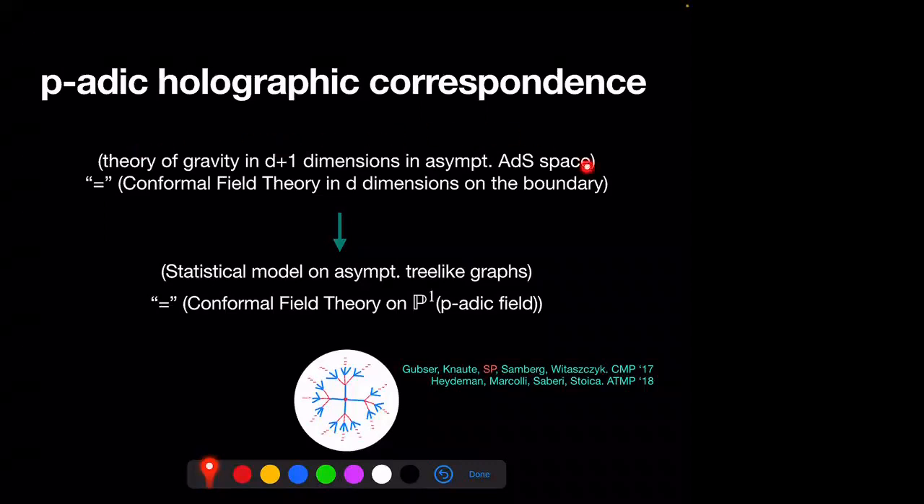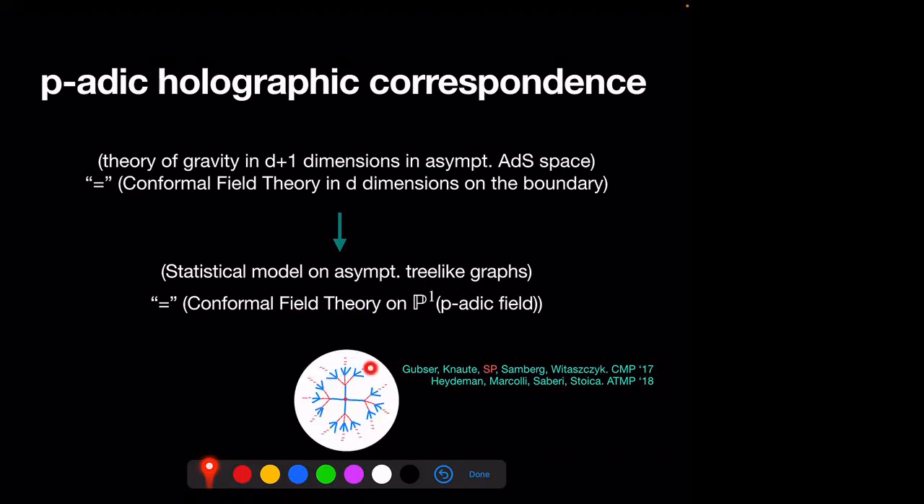So the original holographic correspondence, which I've written here, takes this form. The gravitational theory in d+1 dimensional asymptotically AdS space becomes some kind of statistical model on asymptotically tree-like graphs. So this is the simplest version of p-Adic holography. You have some statistical spins on asymptotically tree-like graphs that play the role of the gravitational theory. And then the conformal field theory is still a conformal field theory, except now it's on the boundary of this tree-like graph, which turns out to be the projective line over some p-Adic field.